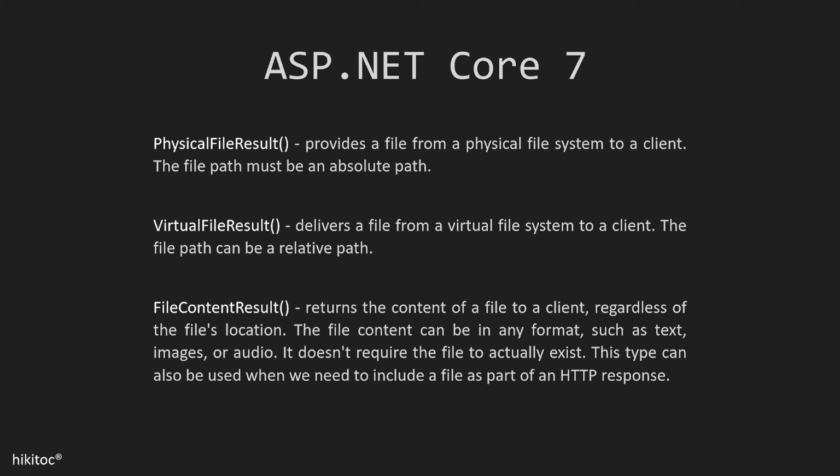A FileContentResult returns the content of a file to a client, regardless of the file's location. The file content can be in any format, such as text, images, or audio. It doesn't require the file to actually exist. This type can also be used when we need to include a file as a part of an HTTP response.